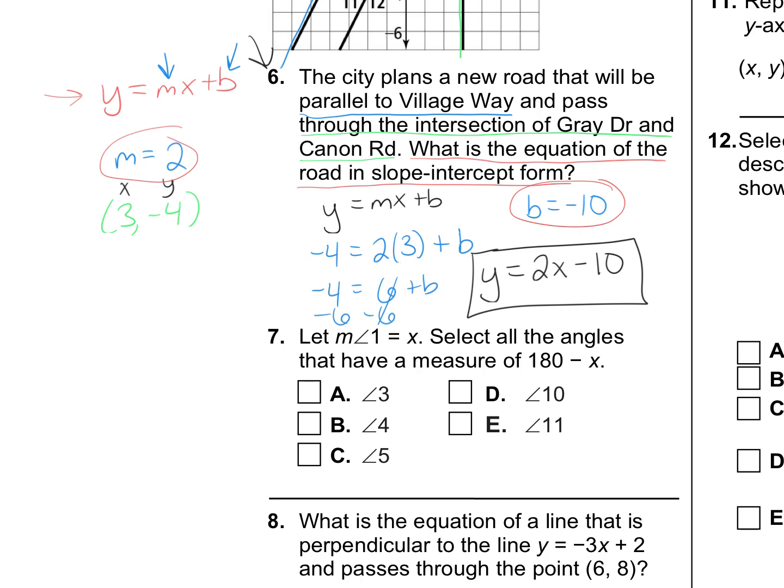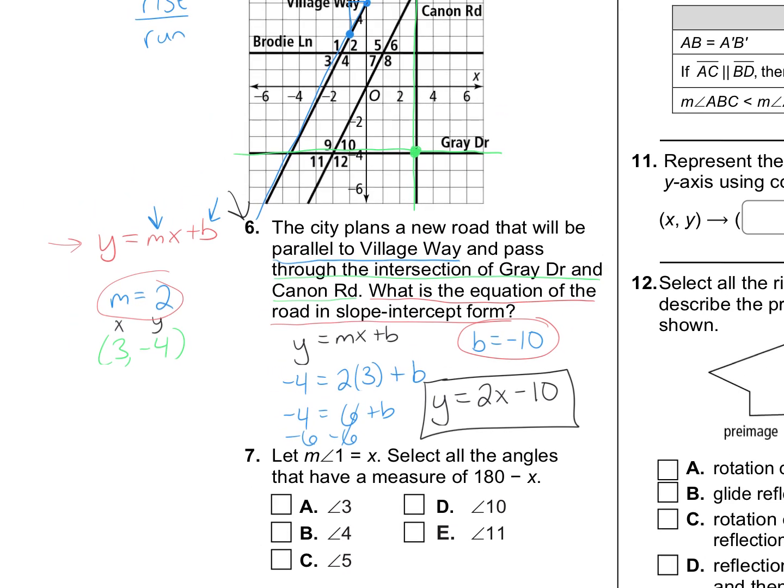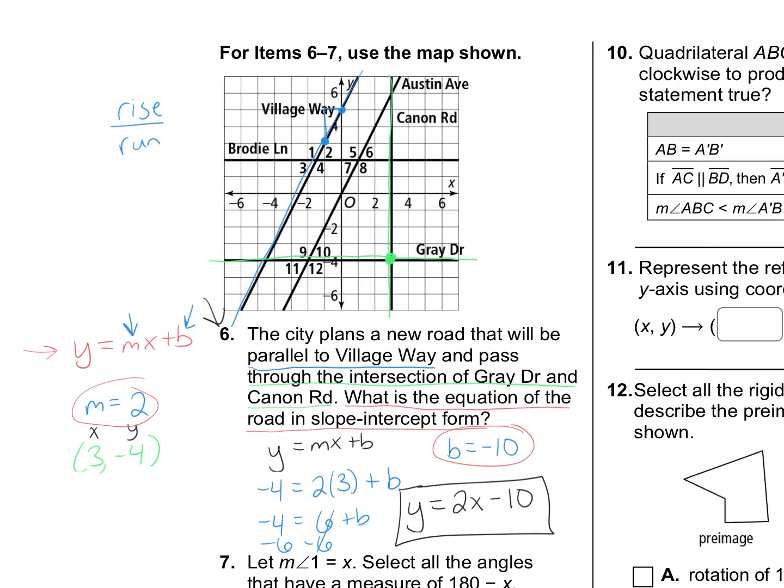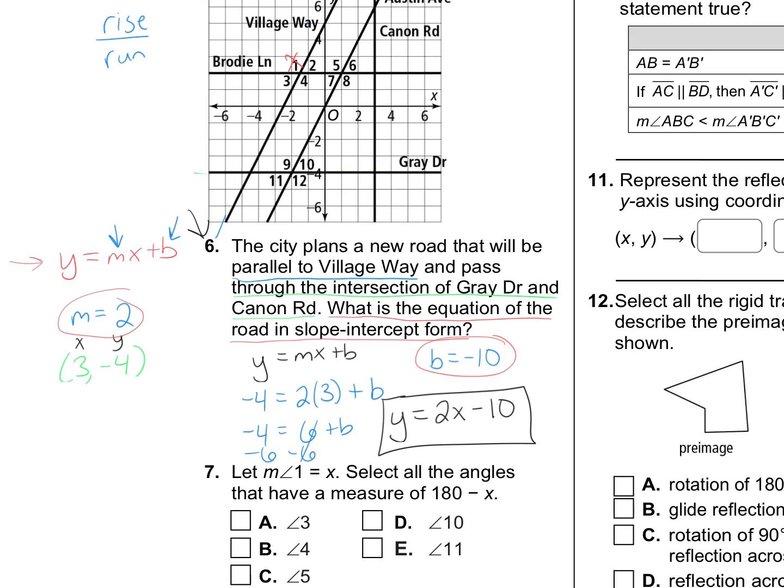So, number 7, it tells us that the measure of angle 1 is x. Let me erase what I have. Okay. Measure of angle 1 is x. Then it says select all the angles that have a measure of 180 minus x. What does that mean?